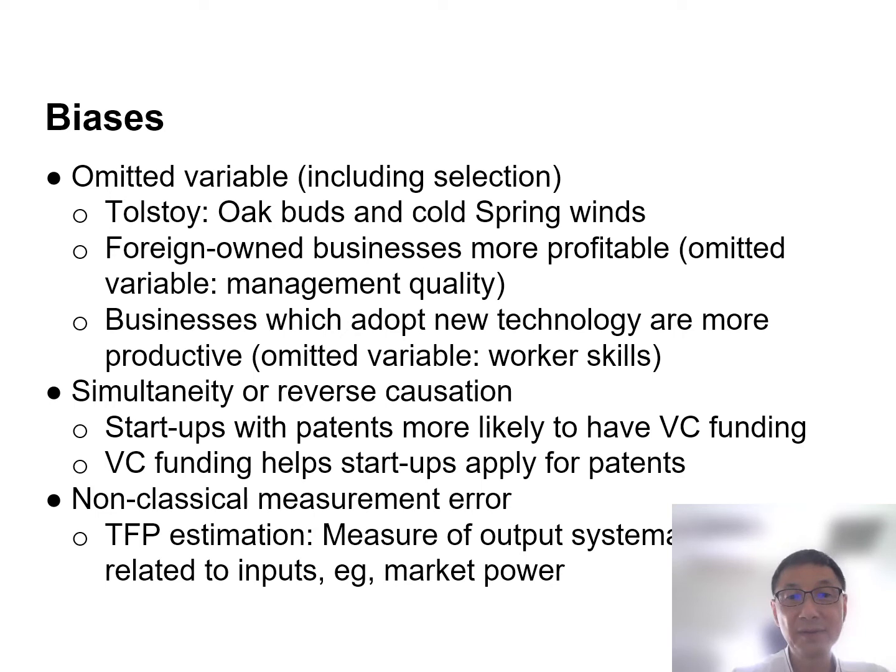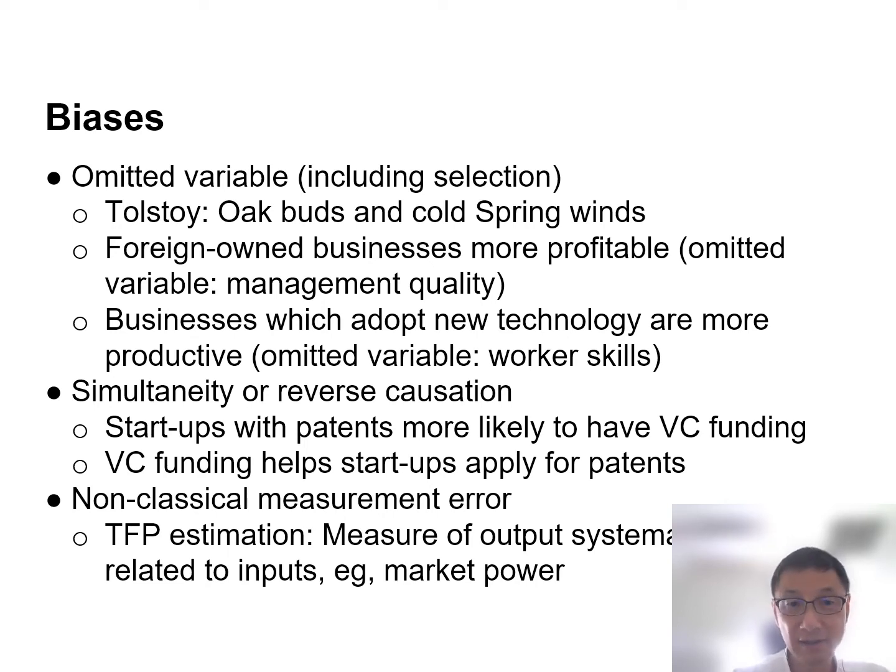A couple of examples. Startups with patents are more likely to have VC funding. So here we think of the causal relationship being the startups with patents being able to attract VC funding. But it could well be that the startups that get VC funding have more resources with which to apply for patents. So if we had just drawn a correlation between startups with patents and VC funding, that can be explained in both directions.